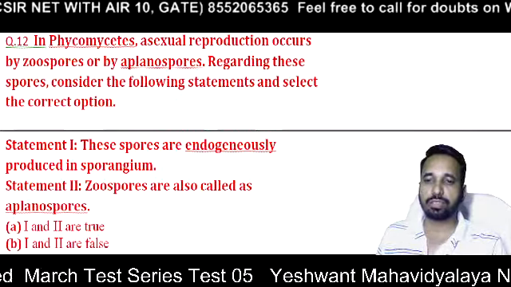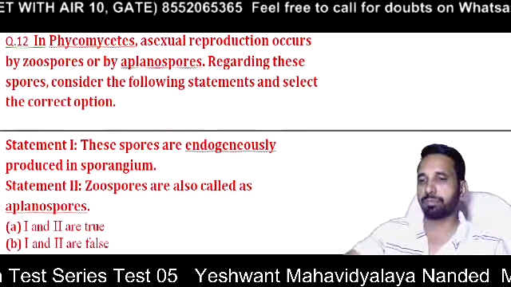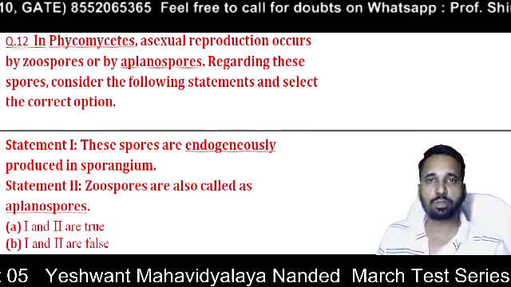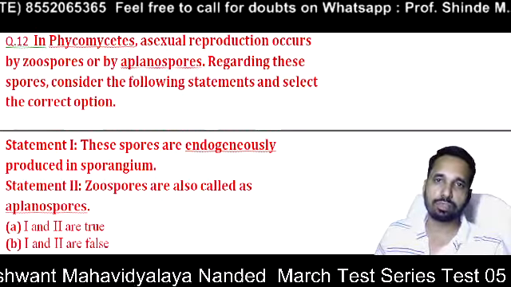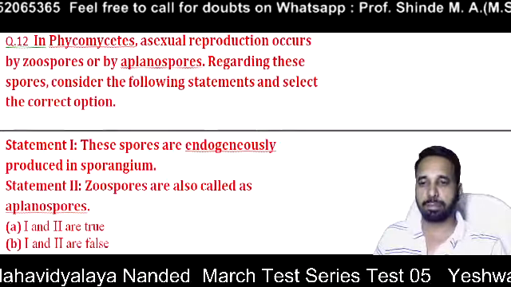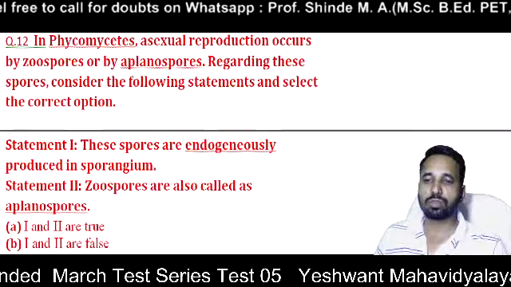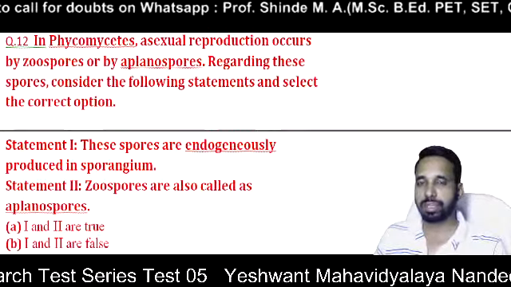Next, in phycomycetes, asexual reproduction occurs by zoospore or by aplanospore. Regarding these spores, consider the following statements and select the correct option. So phycomycetes, asexual reproduction, obviously it is zoospore and aplanospore. If those are motile, it is zoospore. If those are non-motile, then it is aplanospore. These terms are used. So what are the statements regarding these? These spores are endogenously produced in sporangium. Yes, it is fine.